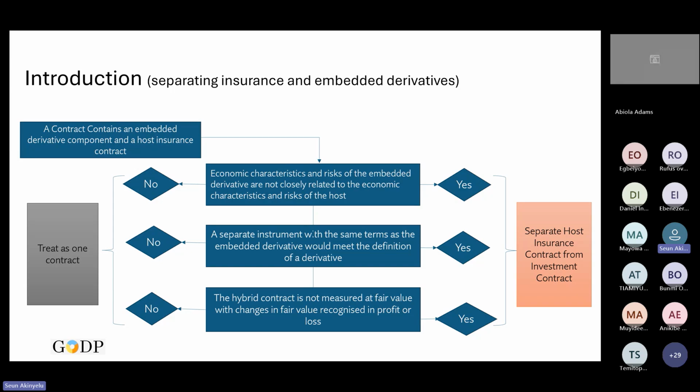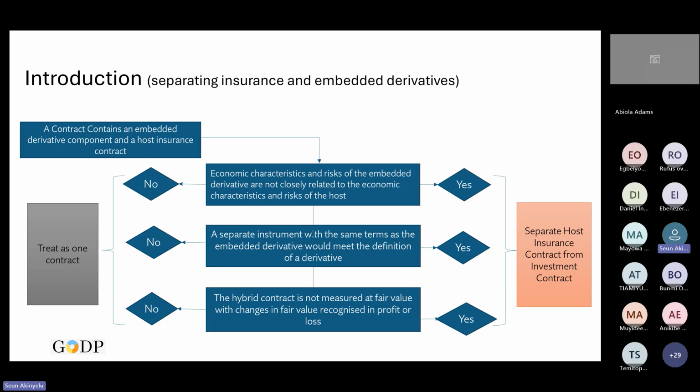So if you have a separate instrument with the same terms as that embedded derivative, which will meet the definition of a derivative within that insurance contract, a separate instrument. Now, if the answer to this question is basically a no, meaning that you can't break it apart, there's no other thing like that that you can see in the market, then you might want to treat it as one insurance contract. If not, you will not do that.